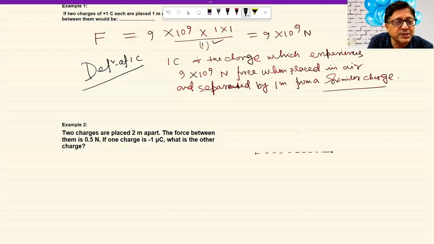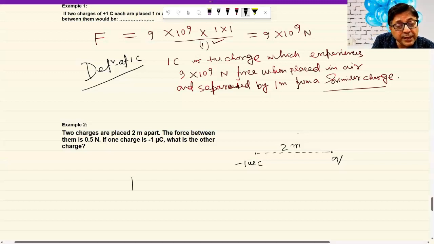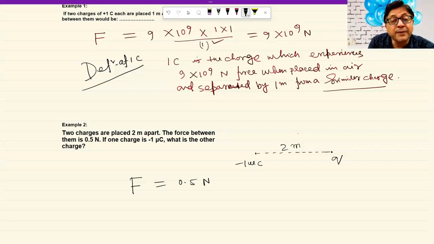These two charges, one is -1 microcoulomb, the other one we don't know, which we assume is Q. The distance of separation is 2 meters. The question is, if the force F equals 0.5 Newton, what is the value of Q?